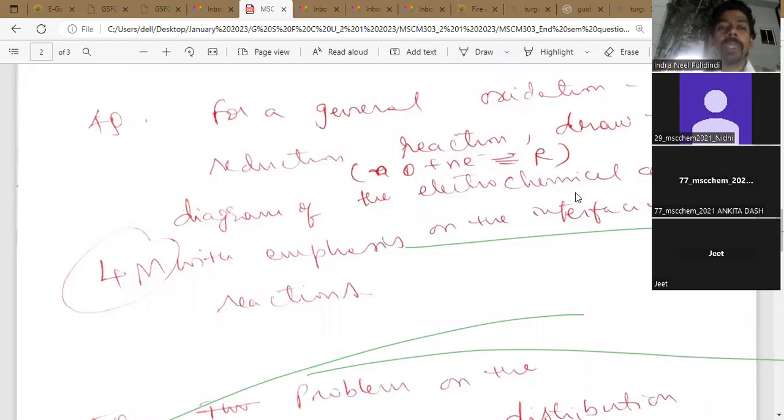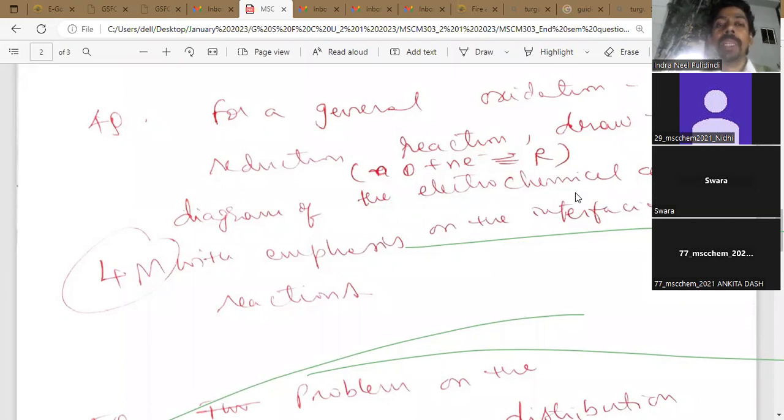For a general oxidation reduction reaction represented by O plus n electrons, n into e minus, in equilibrium with R. O means oxidant, R means reductant. Fourth question. Dear students, are you able to follow? Yes sir. Please revise the question. I repeat. Question 4.